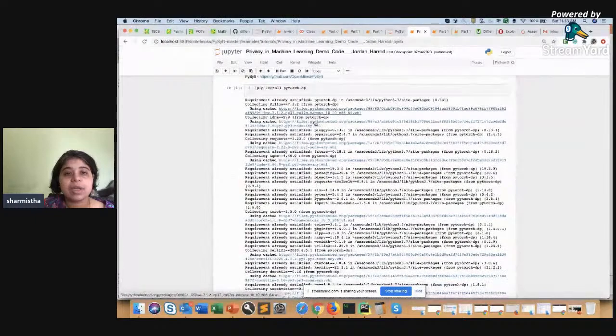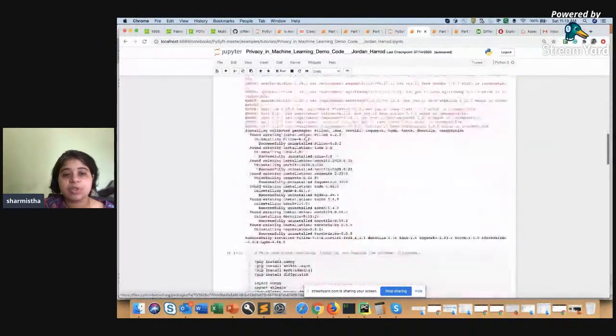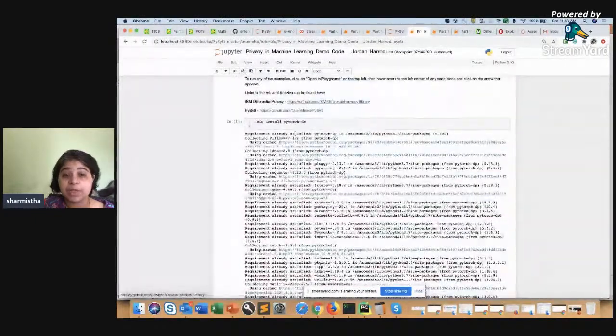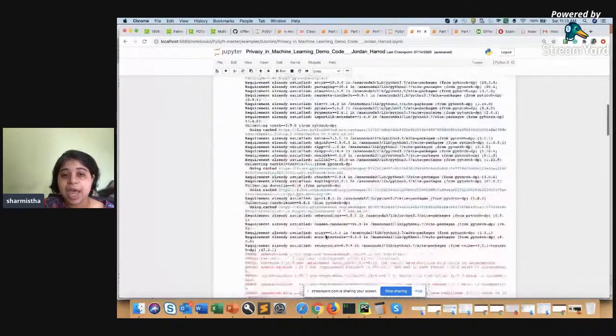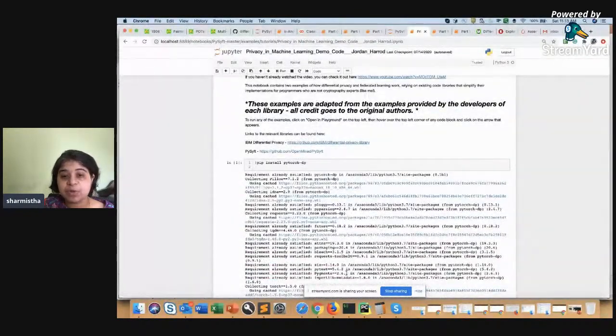And then you install PyTorch. You can also use PyTorch DP. There is another library available which you can try out. This works, but I can't show it here because I don't have a GPU. So that needs to be used on a GPU.